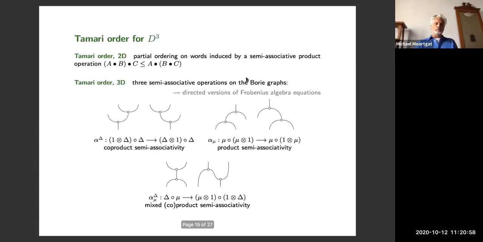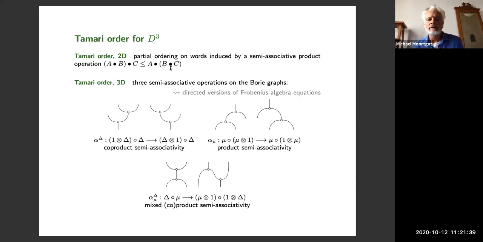Okay, now the Tamari order, the subject of the talk. So the Tamari order, actually for the two-dimensional case, would be a partial ordering on words that is induced by a semi-associative product operation. So rather than having an associativity isomorphism, there is an order here that says that you can re-bracket, if you wish, a left bracketed product structure into a right bracketed product structure, but you cannot do it the other way around. Okay, so that's the basis of this Tamari order for the two-letter alphabet.